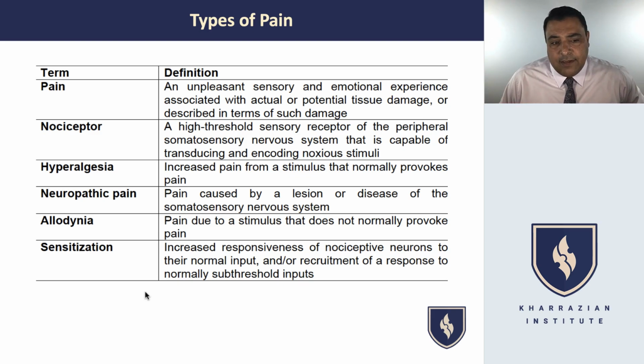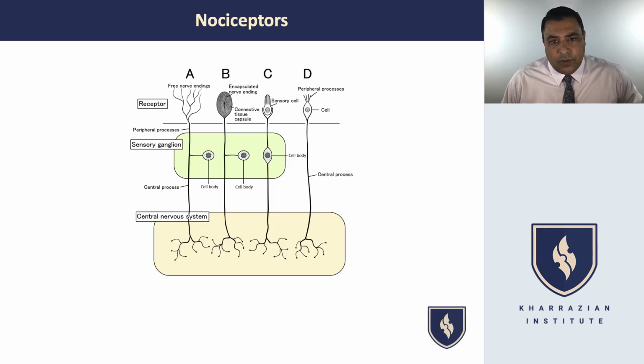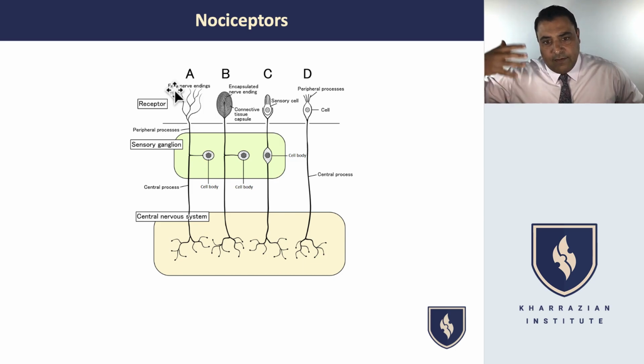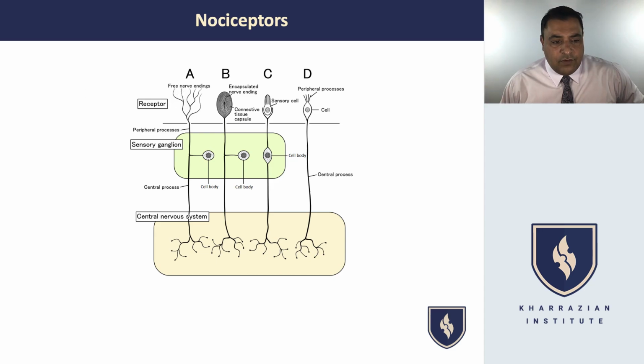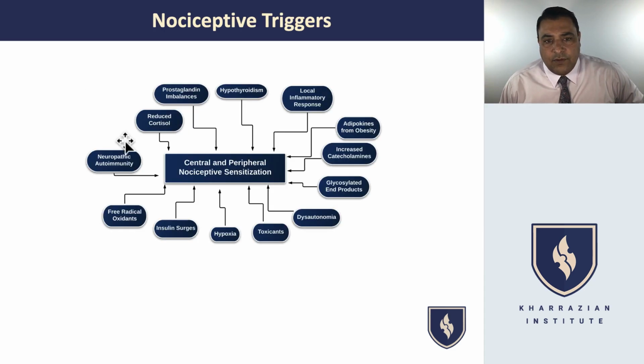And at the end of the day, as a clinician, you have these nociceptors and you've got to figure out how are they expressing? Is it something that's driving these nociceptors aggressively, or is it the response of the brain that's impacting these nociceptors, or is it a combination of both? Now, there are chemical triggers for nociceptors. So we just talked about prostaglandin imbalances.